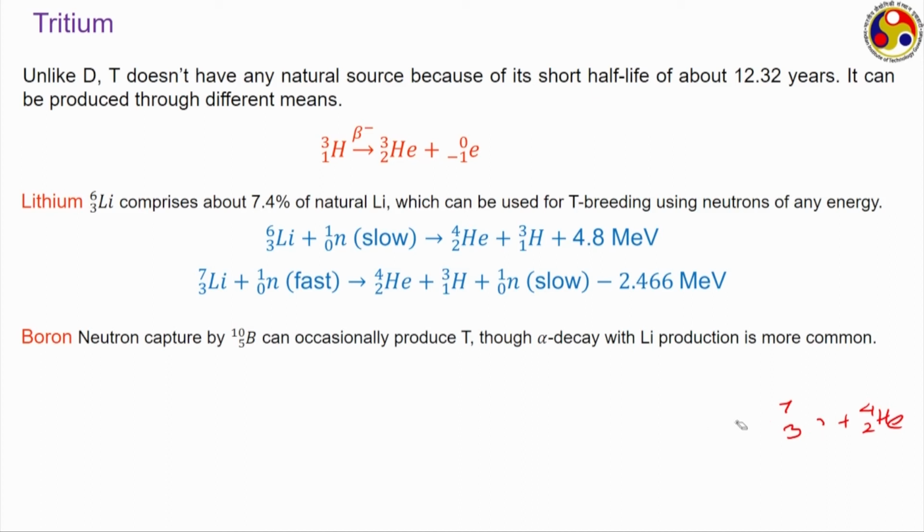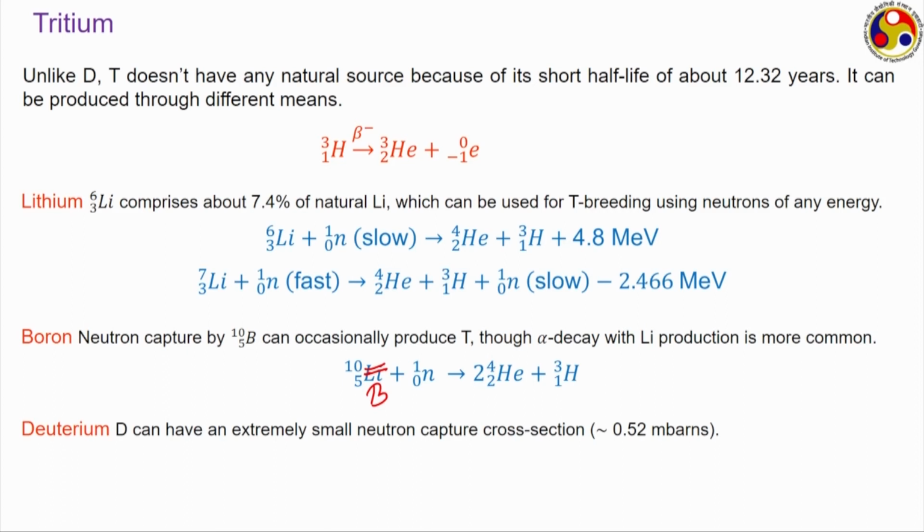But there are also possibilities, though the corresponding percentage probability is quite small, but it is still possible that boron can also produce tritium by a reaction like this, where it should not be lithium, sorry, this should not be lithium, this is actually boron 10. So, boron 10 capturing a neutron and producing 2 helium isotopes plus 1 tritium.